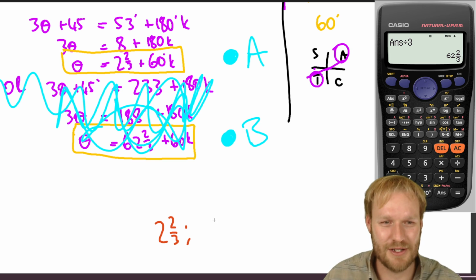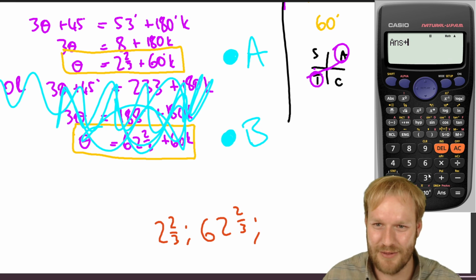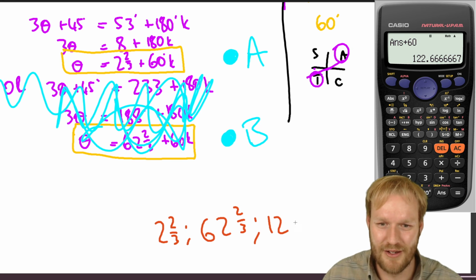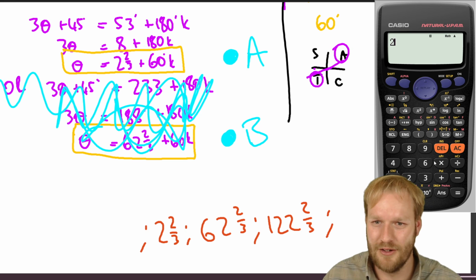I can't believe I only spotted it now. And we've got 62 and 2/3. My goodness. Okay, and we're going to add 60 to that, and we're going to get 122 and 2/3. And if we add another 60, we're going to go too far. So we're going to go 2.